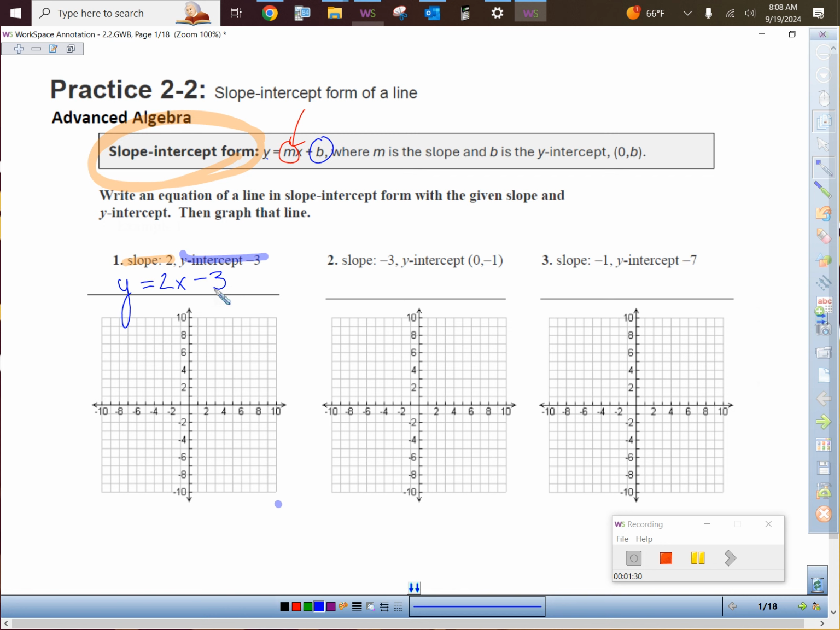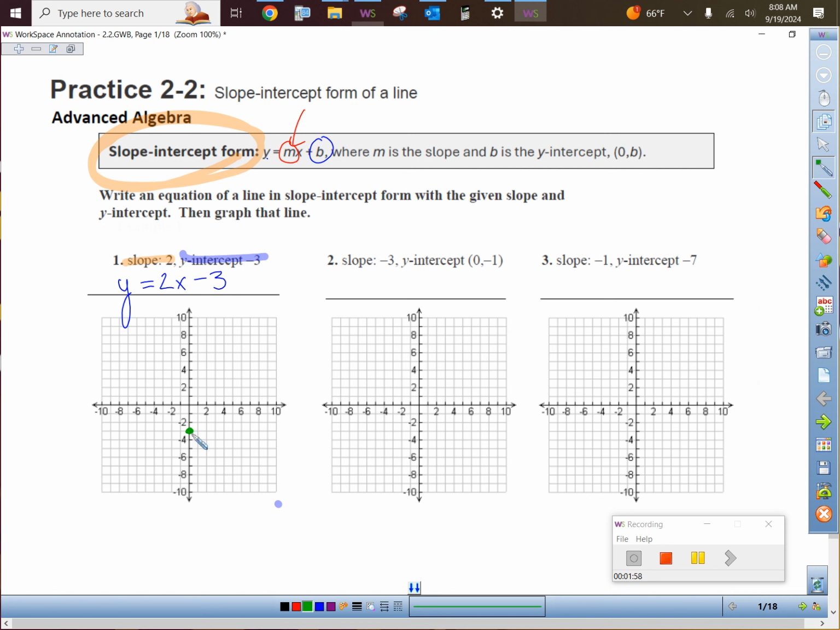The x is there. To graph this, the y-intercept is very, very simple, which is why its name is what it is. Would you believe this is the y-axis right here? That's where that line will cross the y-axis. So I will plot the point at (0, -3) first. So I'm going to start way down here. Are you cool that that is at -3 on the y-axis?